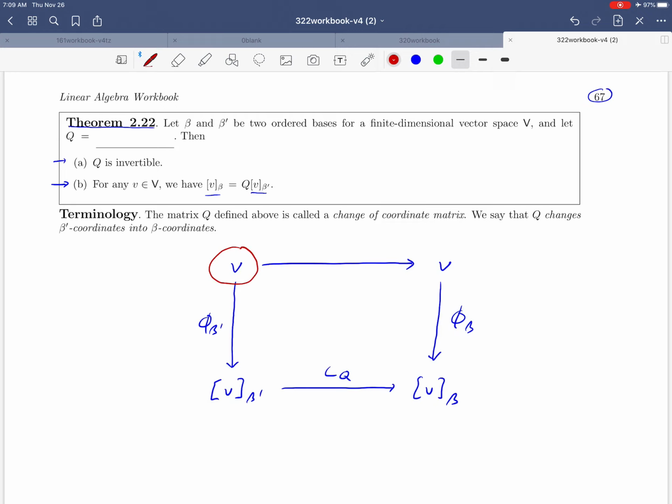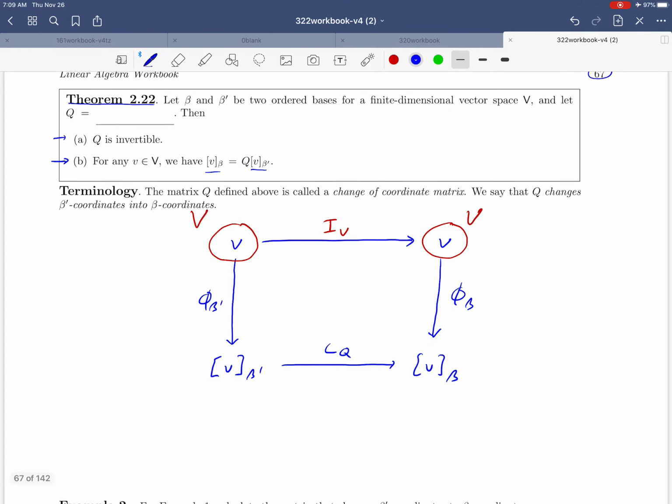In other words, we can think of the vector spaces up here as being capital V. And so what linear transformation takes a vector as an input and gives back the exact same vector? If you think about it, that's just the identity transformation, I_V. And so what this diagram tells us is that the matrix Q that we're looking for is just the matrix of this identity transformation. Okay, let's write that down.